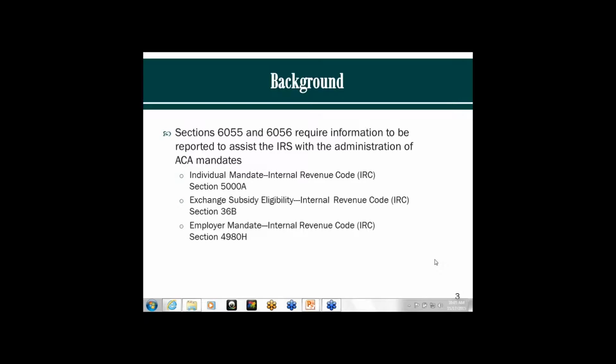The next mechanism that was put in place, in order to keep coverage affordable for certain individuals, is a premium assistance subsidy that's available if someone gets coverage on the exchange, and again meets certain requirements, such as certain income requirements.